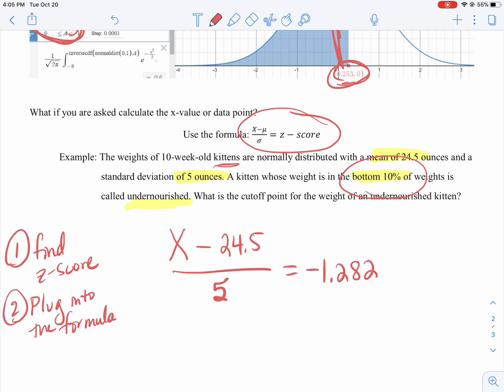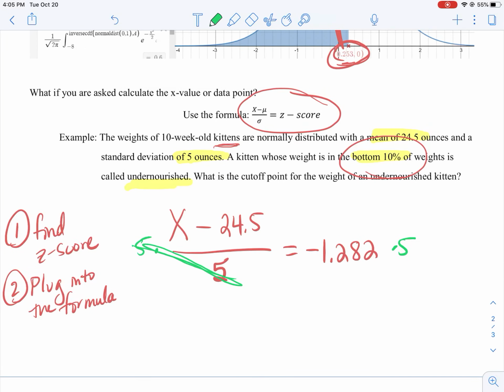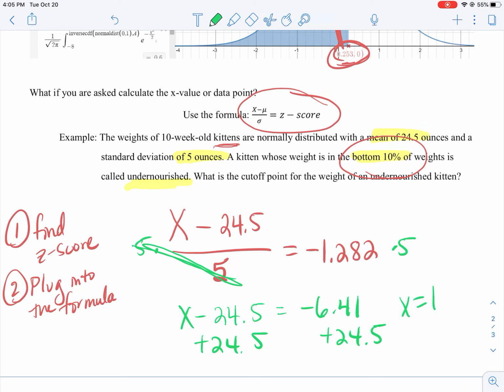So now we just have to solve. Remember, the best thing to do when you're solving this is to go ahead and get rid of the denominator first. So we're going to multiply by 5 on both sides. That cancels on the left. X minus 24.5 equals negative 6.41. And then we would add 24.5 to both sides, leaving us with X equals 18.09 ounces. So around 18 ounces or less is considered an undernourished kitten. That's how this question works.